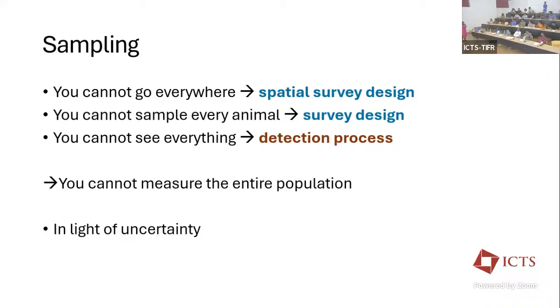Thanks, Divya. I didn't introduce Divya. Divya is also an exceptional statistical ecologist and also works on primates and connectivity.